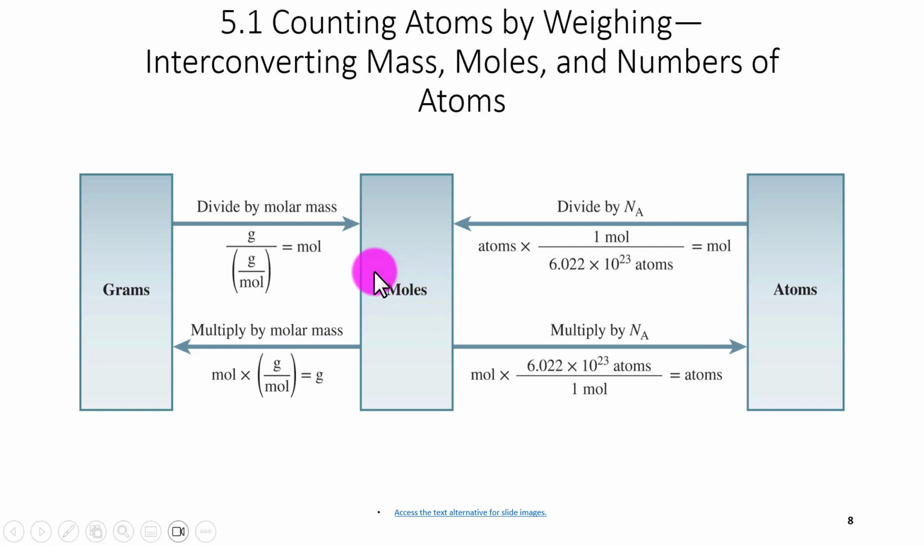Note that there is no direct way to go from grams to atoms. You have to first convert to moles because there are conversion factors that will relate grams to moles and atoms to moles, but not directly from grams to atoms.